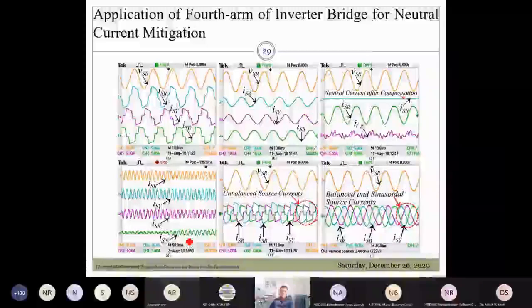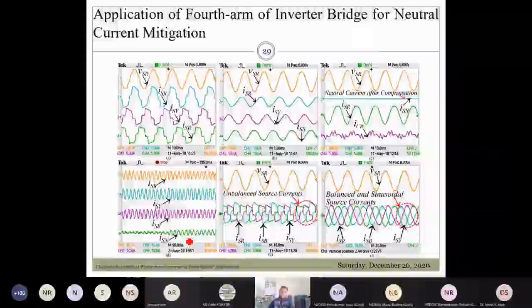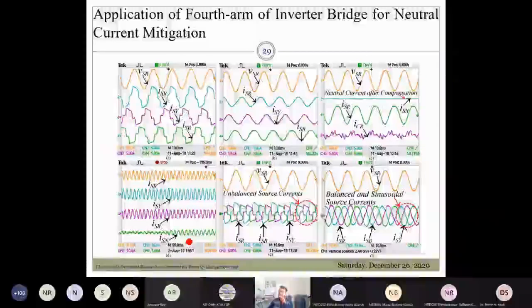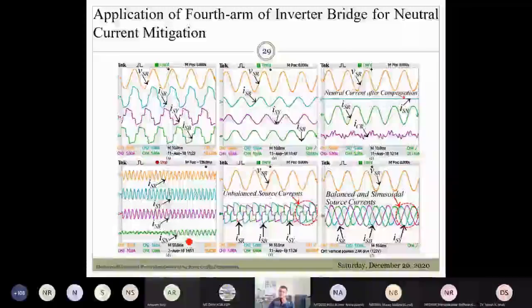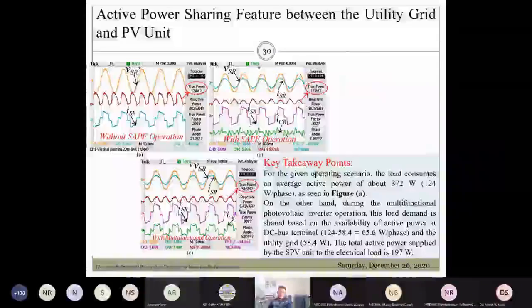So this confirms the application of the fourth arm of the inverter bridge. In this case, the fourth arm of the inverter bridge is strategically controlled to provide the neutral current support, and this will ensure unconditionally balanced and sinusoidal grid currents on the utility grid side.